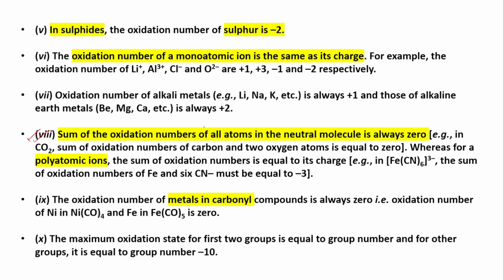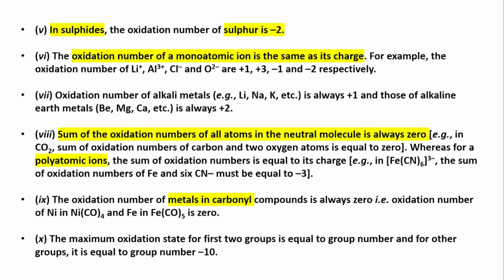Whenever we write the formula of any compound, the sum of the oxidation numbers of all the atoms present is always equal to 0. Like if I take the example of CO2, carbon dioxide, the sum of the oxidation numbers of carbon and two oxygen atoms is equal to 0. Oxygen is -2 each, so -4 in total, and carbon will have +4. So electrically, the compound is neutral.